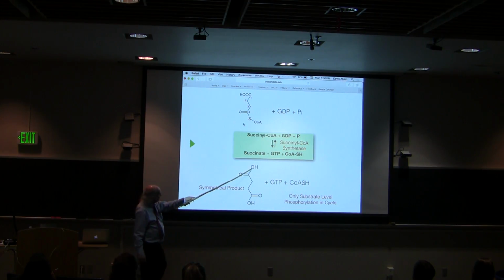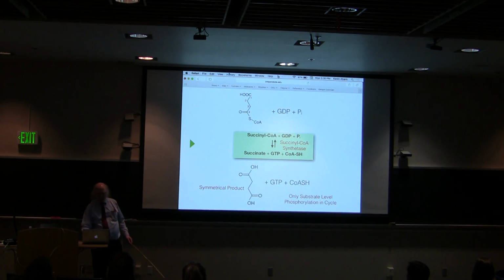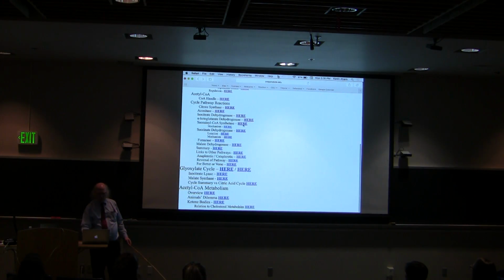At this point, we have a symmetrical molecule, so I can't tell which end has 1, 2, 3, or 4. You can't do that. So it doesn't matter from this point forward what the numbers are on those.